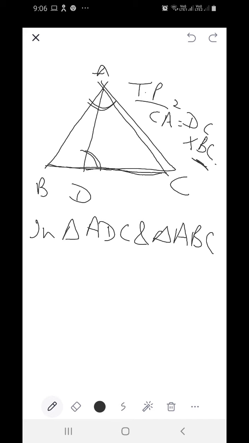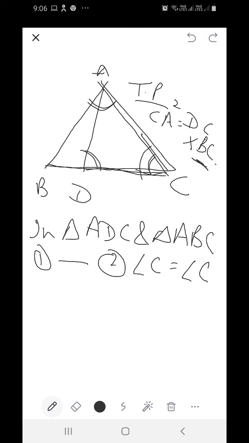They are given equal. What will be the second pair? First pair is already given. What is the second pair of angles which are equal? That is angle C. For the second step, you are going to write angle C is equal to angle C, because you are having this angle C in triangle ABC and the same angle you have in triangle DAC. So angle C is equal to angle C. What will be the reason? Common.